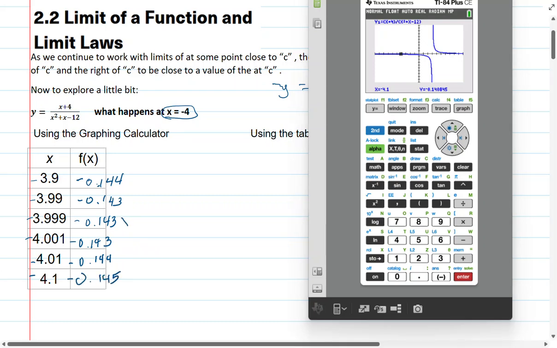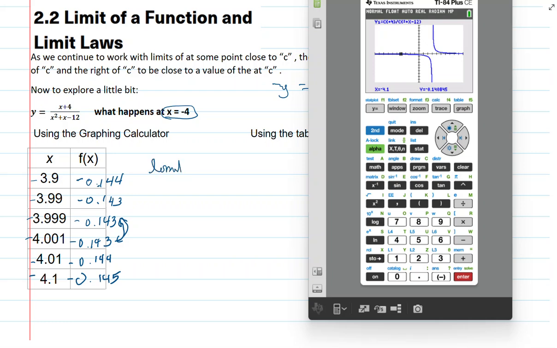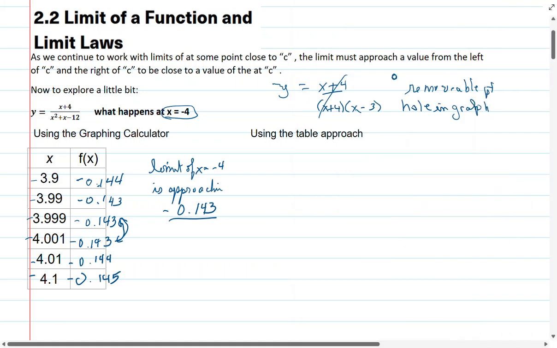So we can see that between these guys, they are almost paired. We'd have to do more decimal places to see the variance. But we would definitely say the limit is approaching negative 0.143 from both, like 5 decimals to see that variance. And we can do it by the table.